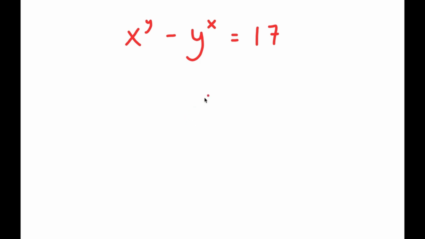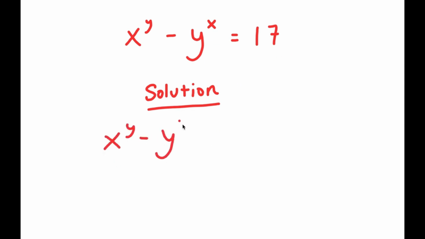Alright, so in this problem, I have x to the power of y minus y to the power of x is equal to 17. So, to solve this problem for my solution, I'm going to first, let me rewrite the equation right here.